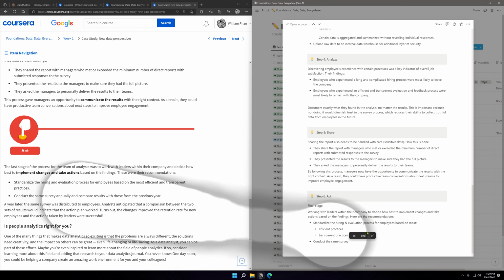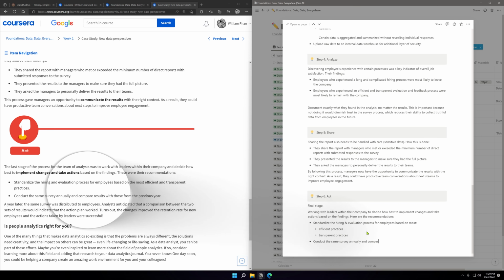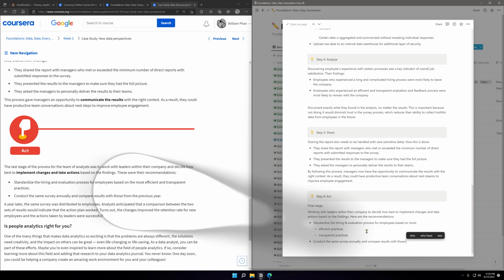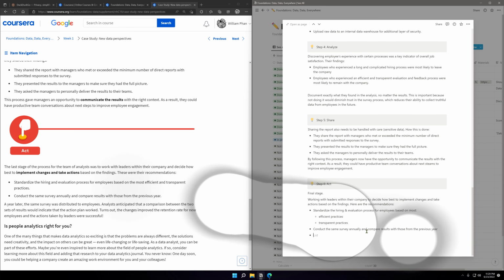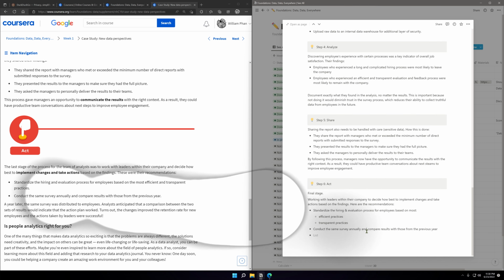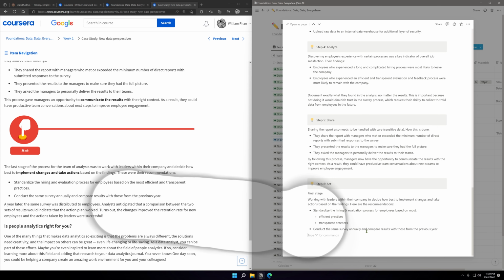Distribute the same survey annually and compare results with those from the previous year. A year later, the same survey was distributed to the employees. Analysts anticipated that a comparison between the two sets of results would indicate that the action plan worked. Turns out the changes improved the retention rate for new employees, and the actions taken by leaders were successful.